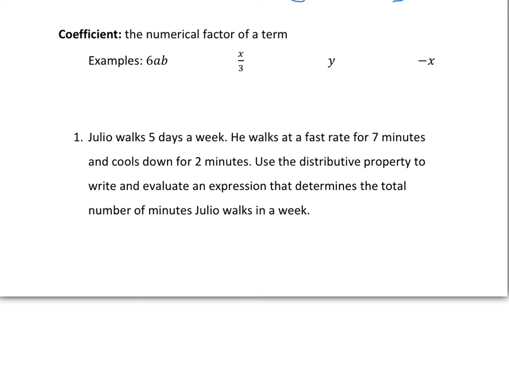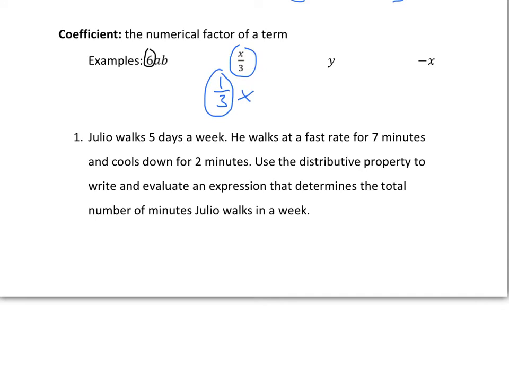Okay, so I'm just going to circle the coefficients here. All right, the first one is 6. Okay, that one's pretty easy. The second one's a little hard. It's not 3 because 3 is in the denominator. What this actually is, this x over 3, is actually 1/3 times x. Okay, so our coefficient is actually 1/3. So when you see a number in the denominator like this, it's going to be 1 over that number.